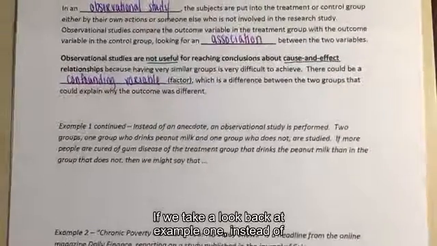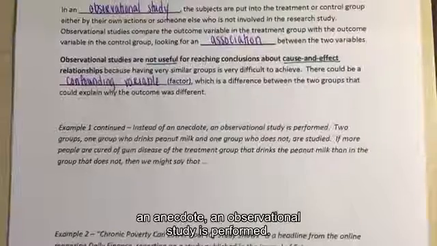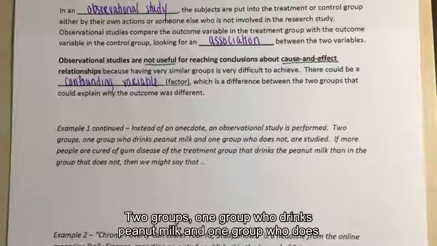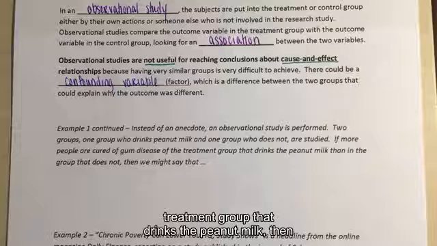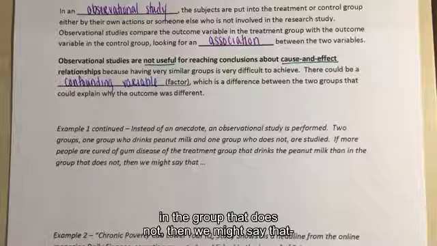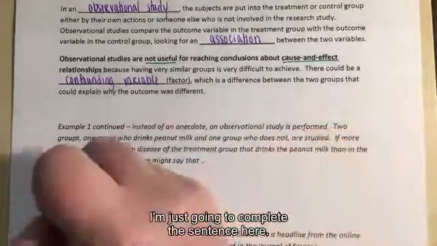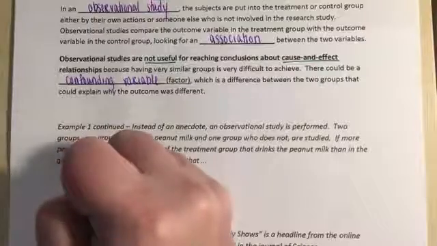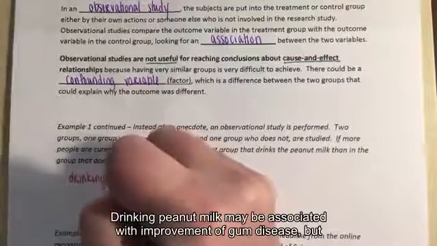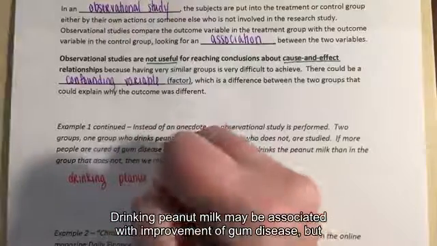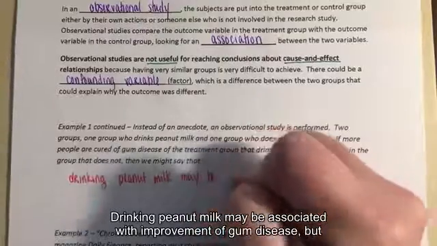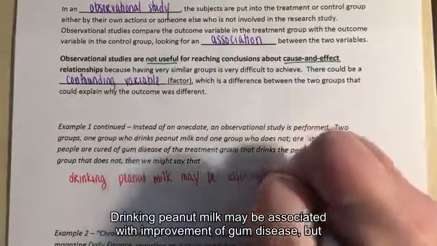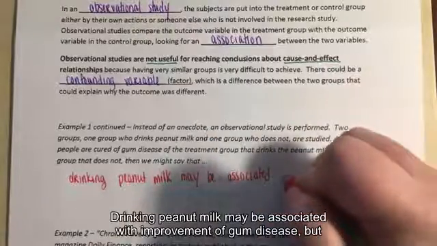So if we take a look back at example 1, so instead of an anecdote, an observational study is performed. Two groups, one group who drinks peanut milk and one group who does not, are studied. If more people are cured of gum disease in the treatment group that drinks the peanut milk than in the group that does not, then we might say that, so I'm just going to complete the sentence here: drinking peanut milk may be associated with improvement of gum disease.